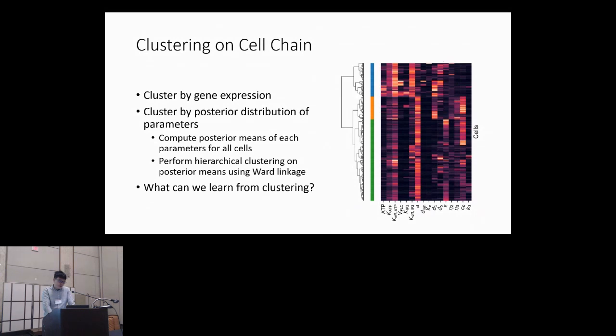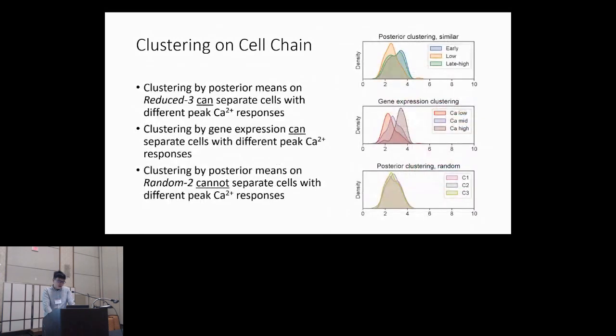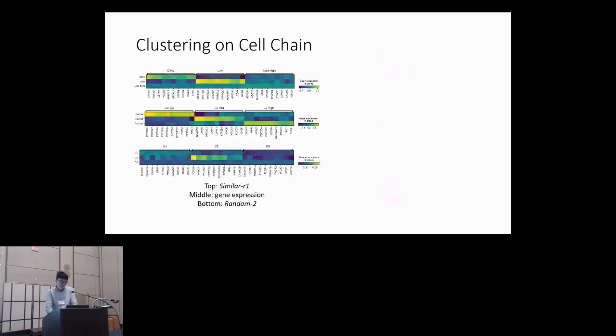So what can we learn from clustering? Let's look at how peak calcium responses are distributed in each cluster. It is clear that clustering by posterior means on a similarity chain can distinguish peak calcium response, and the same can be said for clustering by gene expression. However, clustering by posterior means on a random chain cannot separate cells with different peak calcium response.